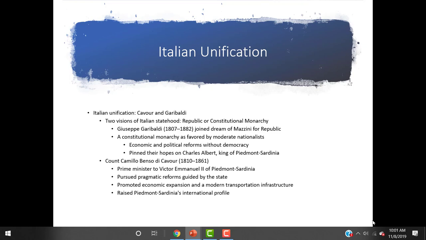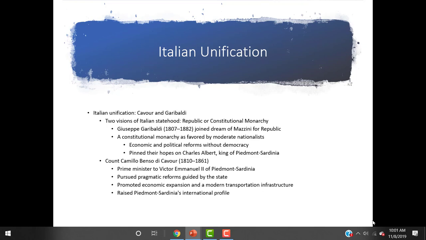Okay, let's talk a little bit about Italian unification. Cavour and Garibaldi: two visions of Italian statehood, the Republic or the constitutional monarchy. Giuseppe Garibaldi joined the team of Mazzini for a Republic. A constitutional monarchy, as favored by the moderate nationalists, would have economic and political reforms, but no democracy. They pinned their hopes on Charles Albert, the King of Piedmont-Sardinia.